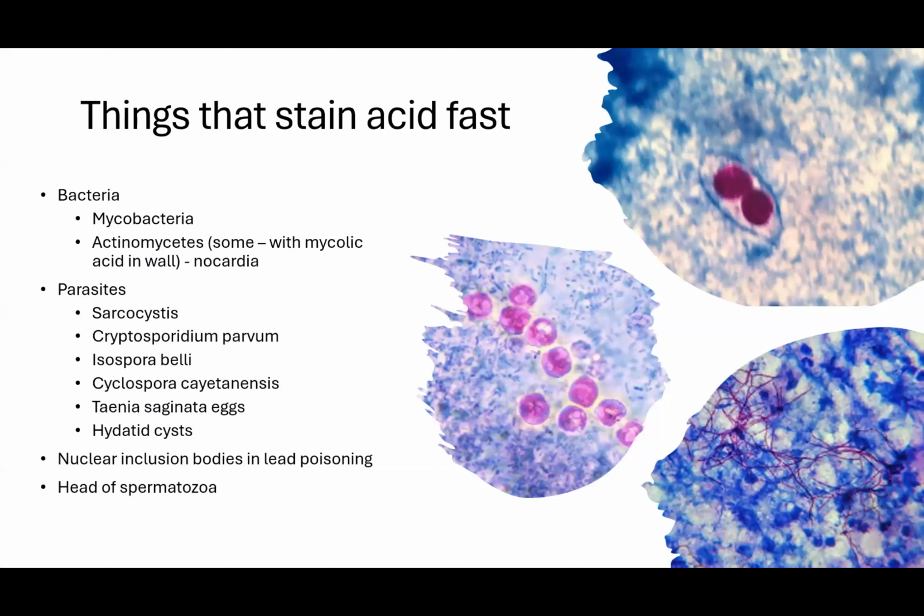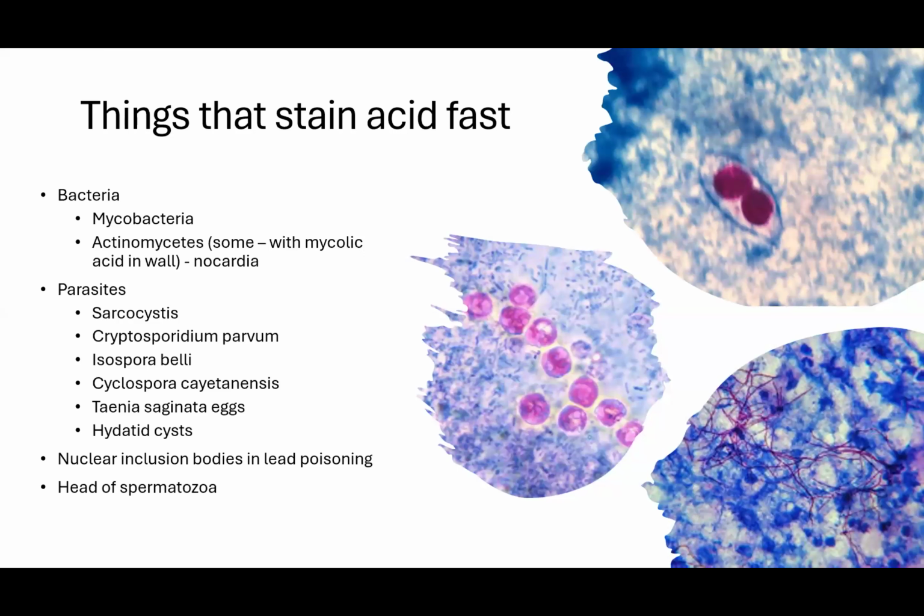So just some other things that do stain acid fast. Under bacteria, there's the mycobacteria, as well as the actinomycetes, which I personally always get confused with actinomyces, which is actually not acid fast. So actinomycetes is the big group, and not all of them, but those in that group with mycolic acid in the wall, specifically nocardia, I think, is the clinically relevant one.